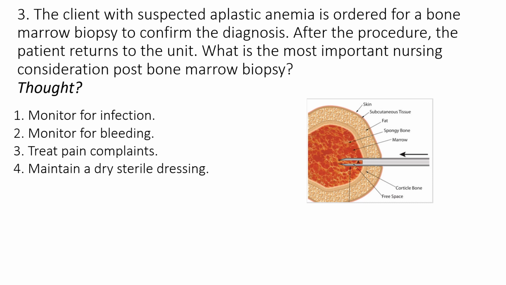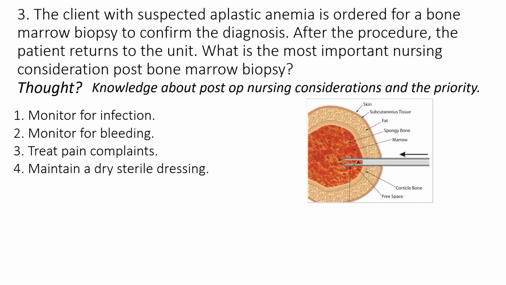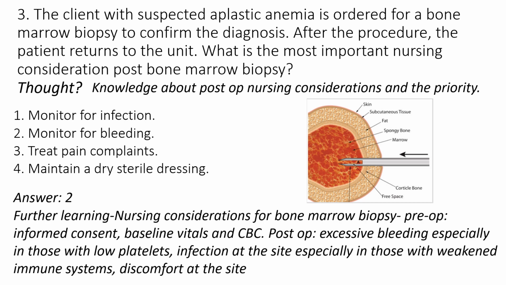So in the question, you always want to pay attention to if it's before, during, or after the procedure. So this is after the procedure, so you can see the picture there. They stuck the needle into the bone marrow. And what is most important? When we see that word most important, we need to be thinking about Maslow. Maslow says that physical, fatal is most important. So the thoughts post-op would be things like bleeding, infection, and pain. And I see bleeding and infection, and actually I see pain too. And in order of which one's more serious, bleeding is the most serious, which means our answer is number 2.